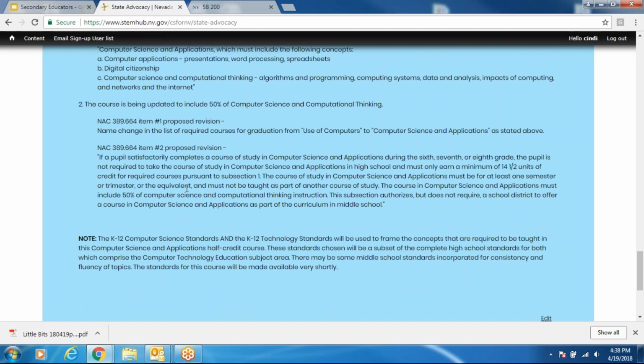So one note on this half credit course, the K-12 computer science standards and the K-12 technology standards will be used to frame the concepts to be taught in this half credit course. Obviously, we cannot use all standards in both of those, so there will be a subset that will be pulled to create this course. If your district decides to build a course for this half credit, then as long as they satisfy that subset of standards, they're good to go.